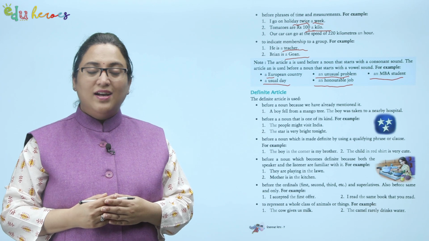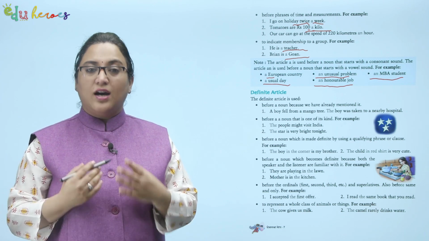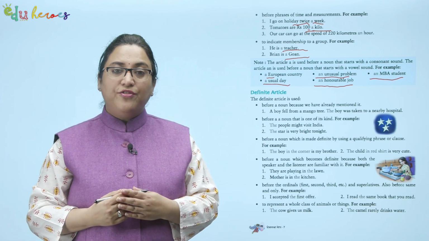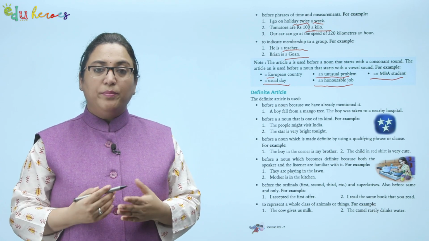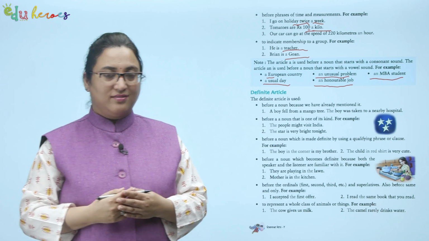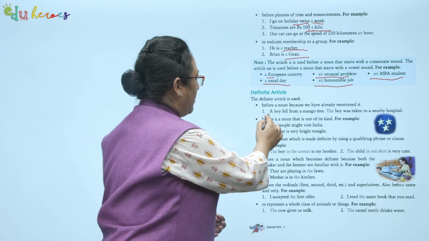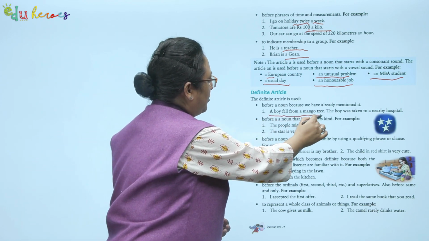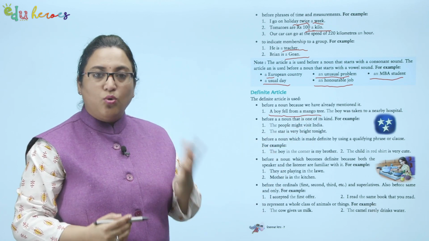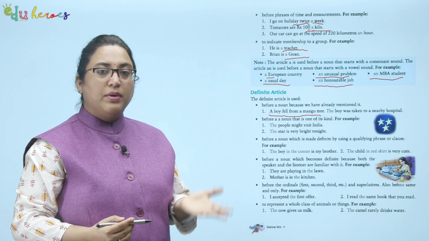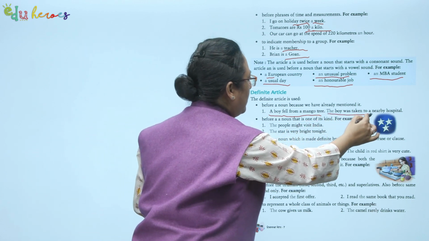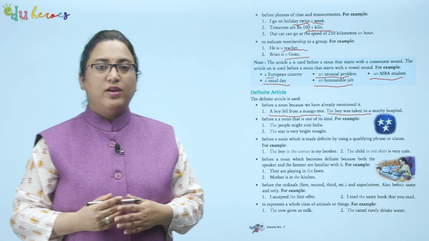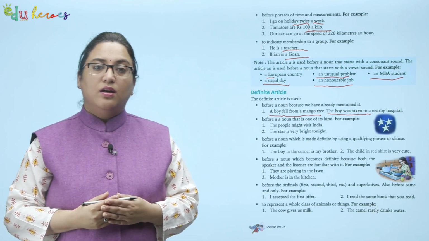Let's study about definite articles. The definite article is used when? Before a noun, because we have already mentioned it. Like this. A boy fell from a mango tree. We have told this information, but now we are repeating this. The boy was taken to a nearby hospital. So we have mentioned it once.